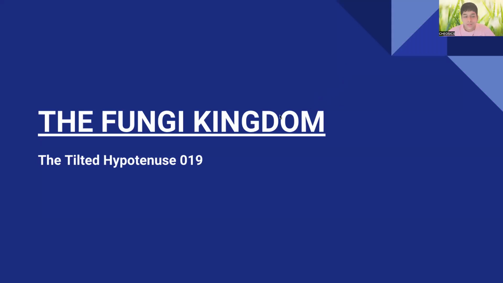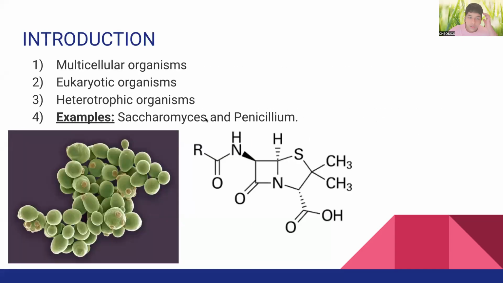Let's start. The fungi kingdom. So what exactly is the fungi kingdom? They're multicellular organisms. That means they have more than one cell in the whole organism. They're eukaryotic, which means that they have cell organelles. Unlike prokaryotic, unlike bacteria, unlike Monera, they do have cell organelles.